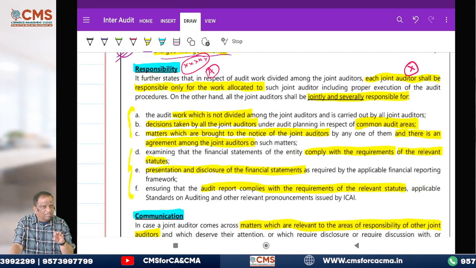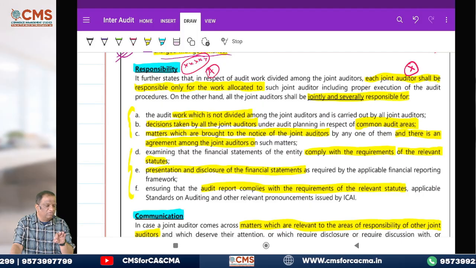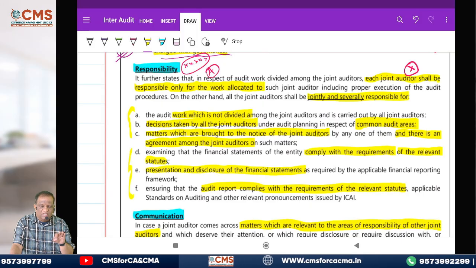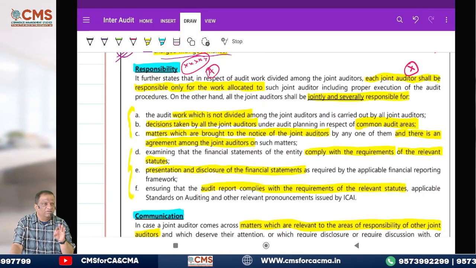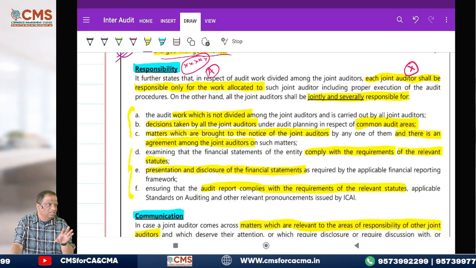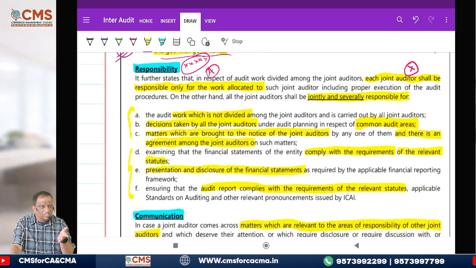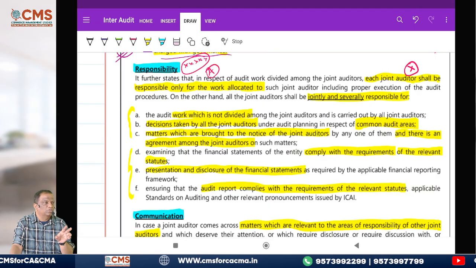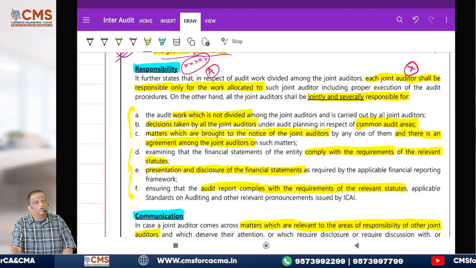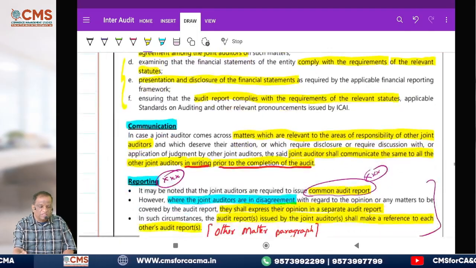And the third one, common agreement. That's a one word you can say, common agreement. And what are the 3 ones? Last 3 ones are about compliances. Now compliance of what? Compliance of statutes, compliance of financial statements, compliance of audit report. So for all this, auditors are jointly and severally responsible.